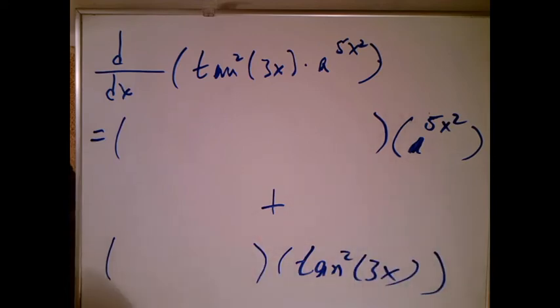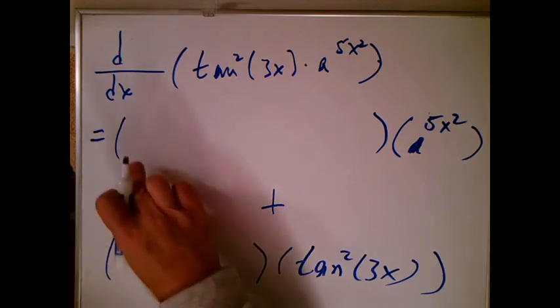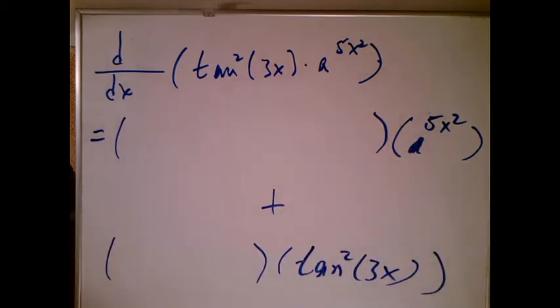Now, I like to map out these things this way. I don't ever forget anything. I might get something wrong, but I won't forget anything. And you might want to do that if you're having trouble leaving stuff out. Now, what needs to go right here is the derivative of tangent squared 3x. However, remember, that's tangent of 3x quantity squared.